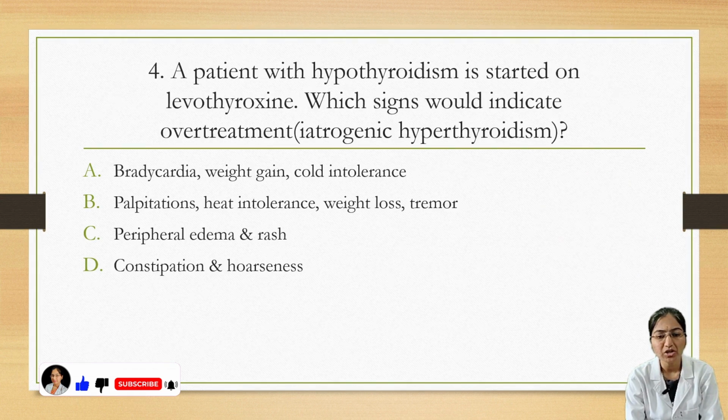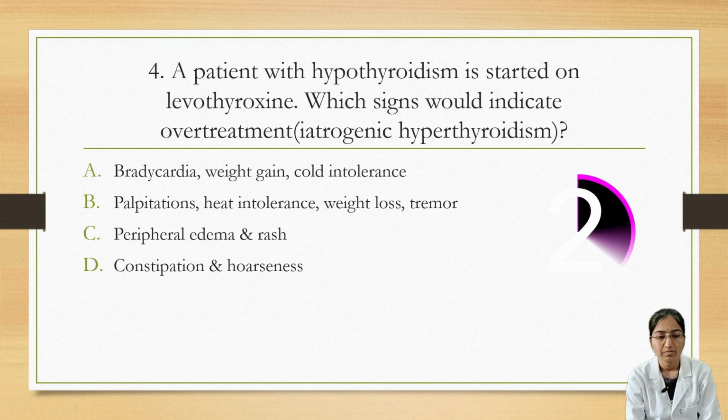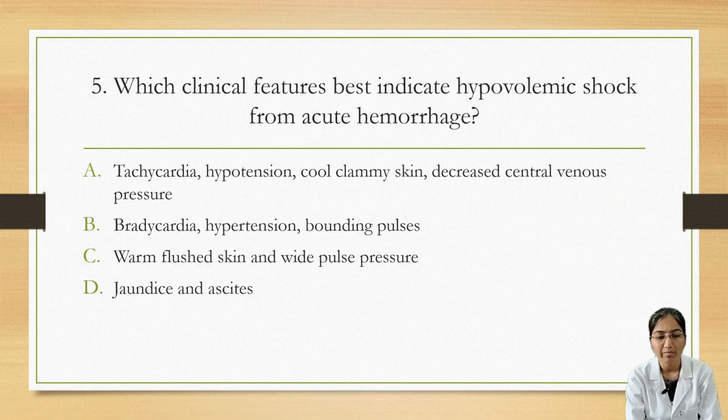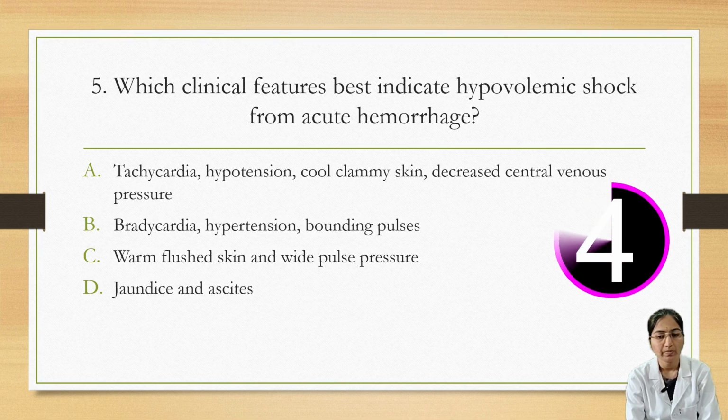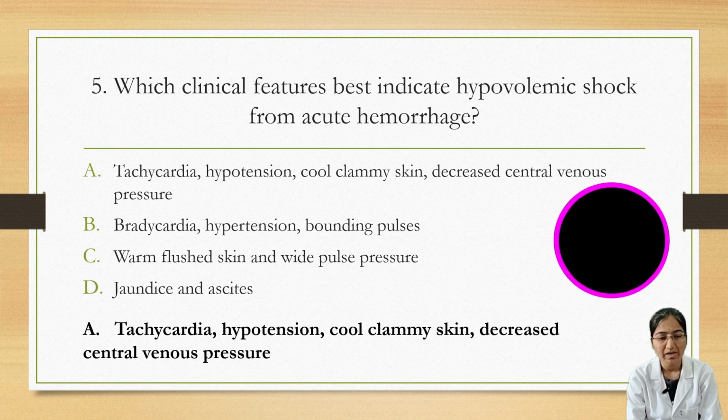Next question, a patient with hypothyroidism is started on levothyroxine. Which signs would indicate overtreatment? Right option is B, that is palpitation, heat intolerance, weight loss and tremor. Next question, which clinical features best indicate hypovolemic shock from acute hemorrhage? Right option is A, that is tachycardia, hypotension, cold clammy skin, decreased central venous pressure.